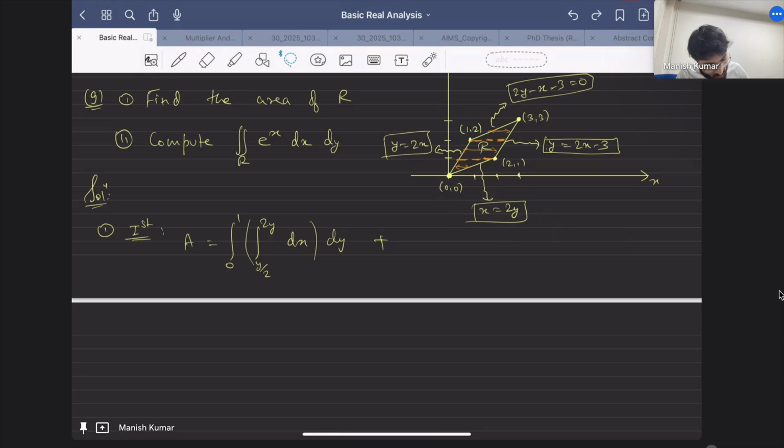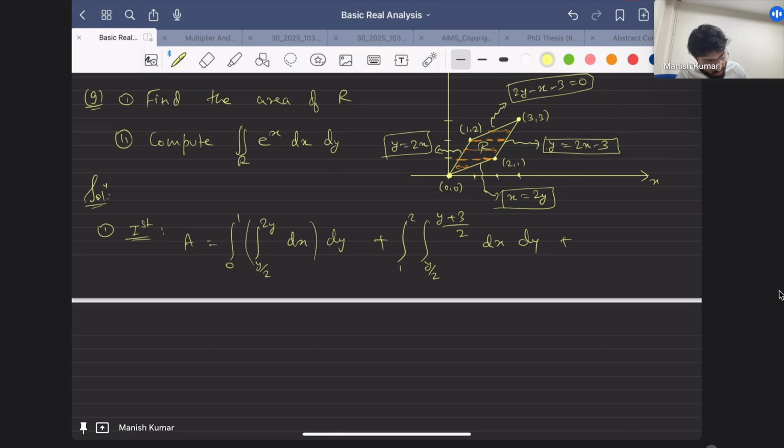Then plus the second one. Sir, y is going from 1 to 2, and x is going from y by 2 to (y plus 3) by 2. This is dx dy, right? What about the third one?